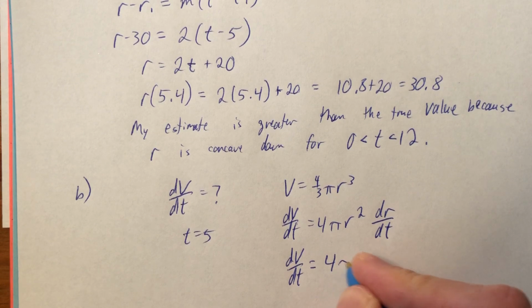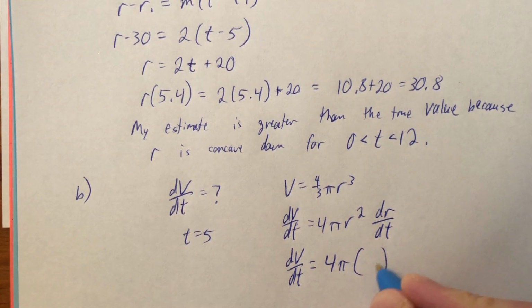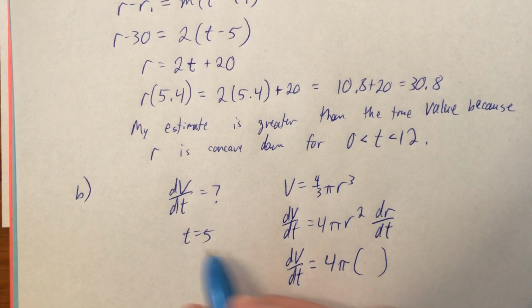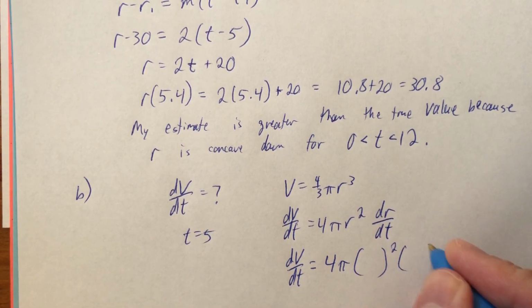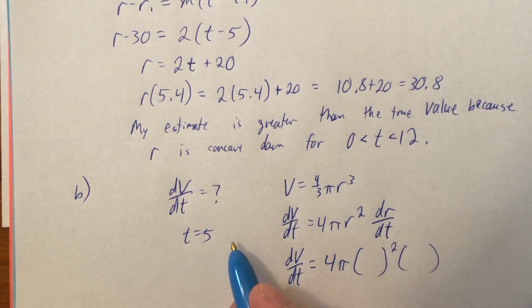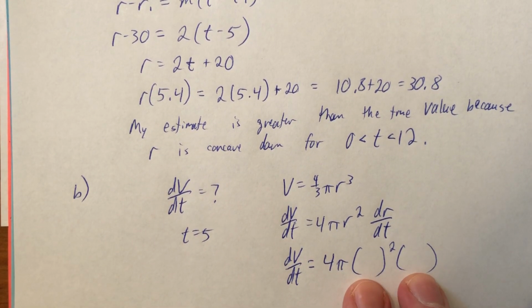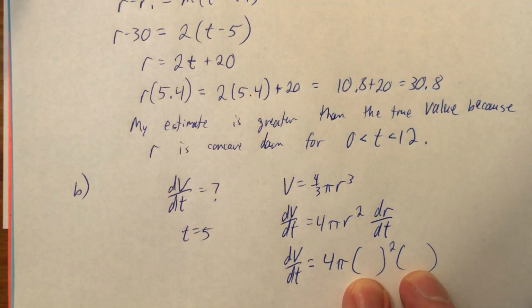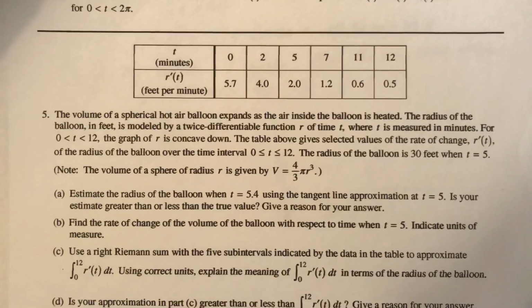Like, I need to know what r is. Don't put 5 there. The 5 is the length of time. It's 5 minutes. I need to know what the radius is at 5 minutes. And don't put the 5 here. That's not what the rate of change of the radius is at 5 minutes. But I can find those things because they told me all that stuff. So here goes. I know I'm switching back and forth. Let me go back to here.